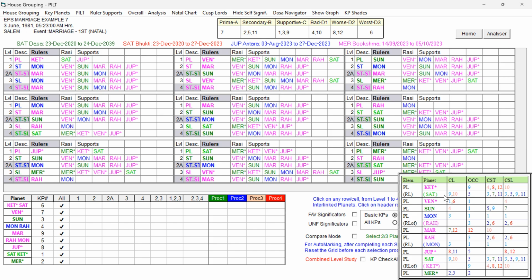Out of them, which is better? With what significations are they having, and what does it mean that they are having mixed ones? That we can find only by knowing the self significations, not just with the color. So, by keeping open the self signification table along with the PILT table, it will be more useful in verifying each planet's strength by way of supports. Also, that is always recommended.